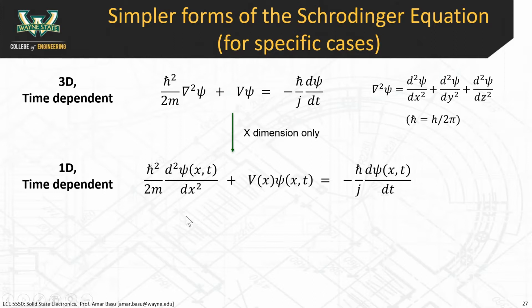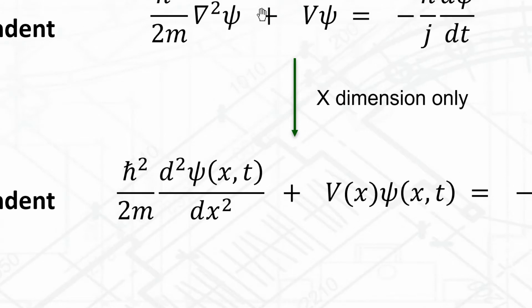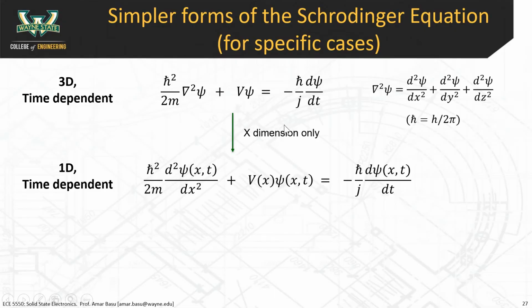And let's make this bigger. So you notice what happened here. This del squared term turned into just this, d squared psi of x,t over dx squared. Everything else basically stayed the same. Wherever we have psi, we just specify psi of x and t. So this V of x stayed the same, this h over i stayed the same. So d psi dt now becomes d psi of x and t dt.